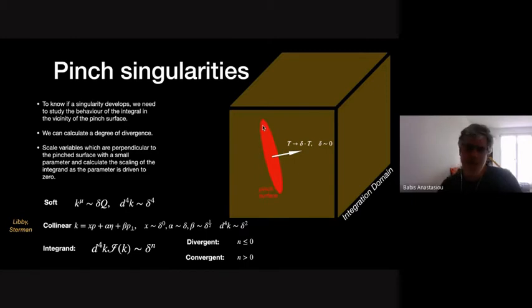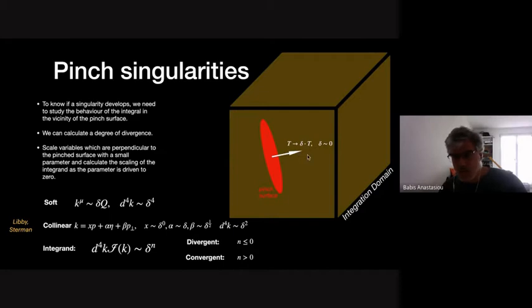Every type of singularity corresponds to a different surface. I have just visualized one of them, but here, let's say this is one singularity. What you can do in order to see whether there is a divergence or not from this singular surface is to parameterize locally on the surface and around it your integration variables, so that some variables are parallel to the surface and some are perpendicular to the surface.